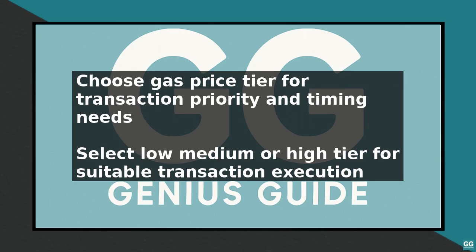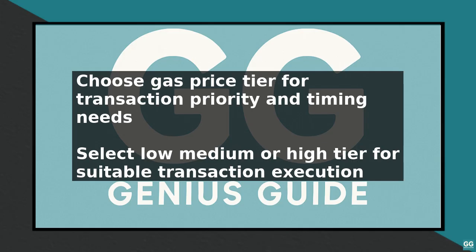Another crucial option is the gas price tier, which determines the priority of your transactions. There are 3 gas price tiers: low, medium, and high. The low tier is suitable for non-urgent transactions, while the high tier is recommended for time-sensitive transactions. To configure the gas fee estimation, select the gas price tier that suits your needs and set the gas limit accordingly. You can also set a custom gas price if you prefer.